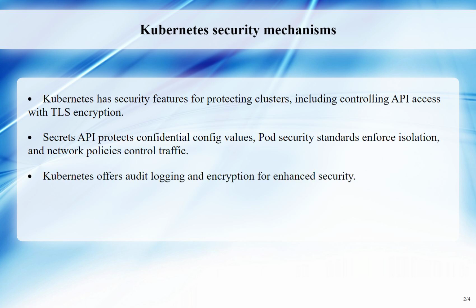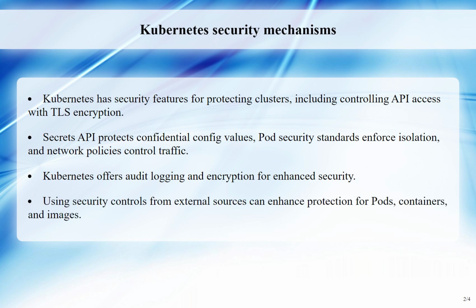Kubernetes also provides audit logging to document user activities, API usage, and control plane actions. Additionally, encryption at rest can be enabled for data stored within the Kubernetes control plane to enhance overall security. Deploying security controls from the wider ecosystem can further protect pods, containers, and the images they run.